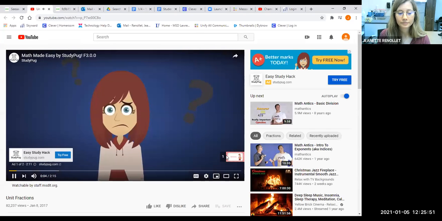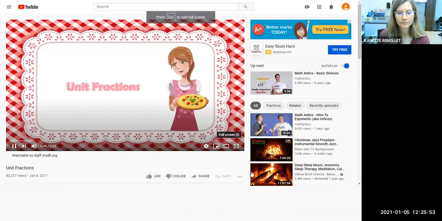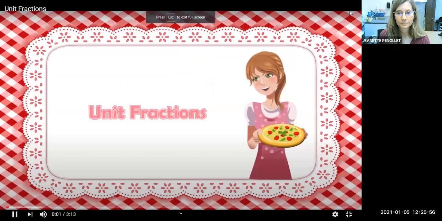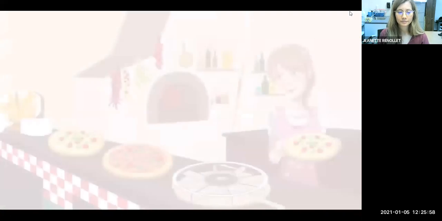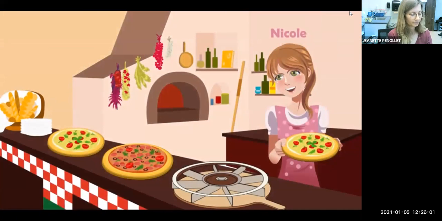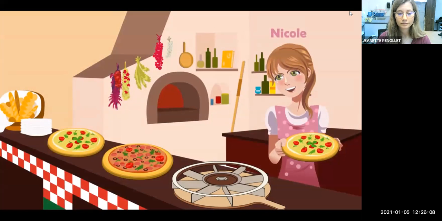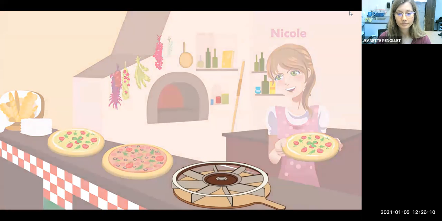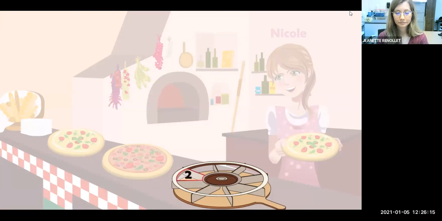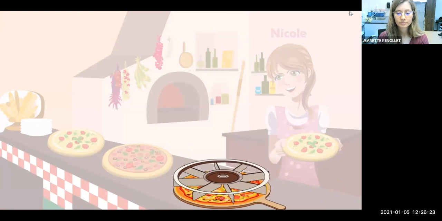What? Still searching YouTube for math help? Are the videos from 2006 real? Unit fractions. Nicole works at a pizza restaurant. Her job is to take out pizza slices from the machine so the waiters can take them to the customers. The machine looks like a circle, and it is divided into 8 equal slots, as shown. So in each slot, there is 1 pizza slice ready.